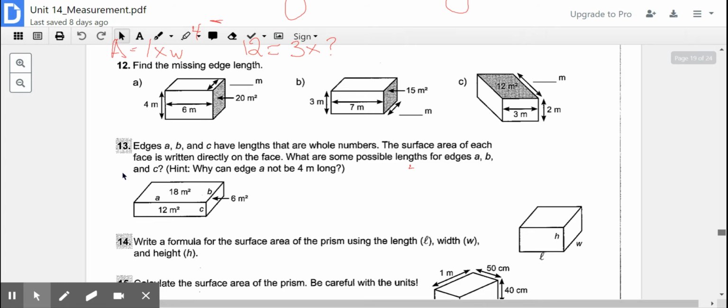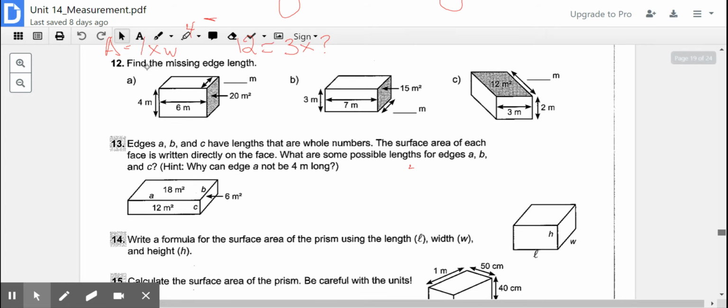Take a look at 12. Find the missing edge length. Okay, so they have given us the missing edge we need to find. Oh, they've given us the area of one face. Okay, they've given us the area of the right face. And we have the area there, and I know that the height is 4.